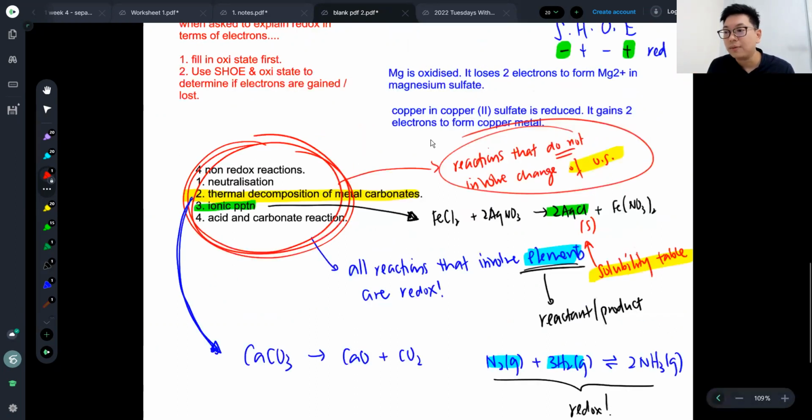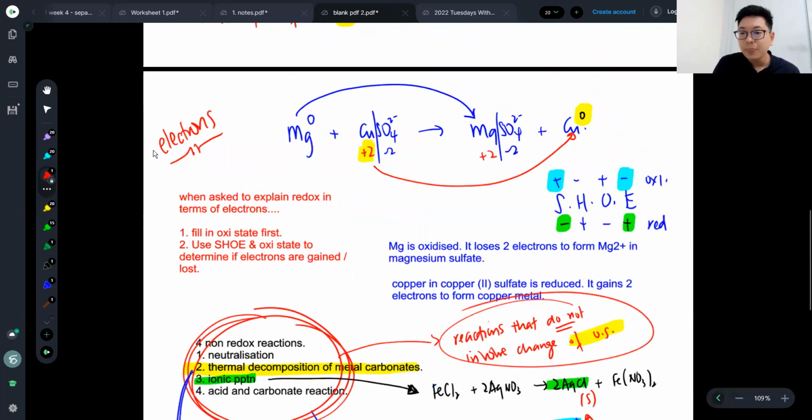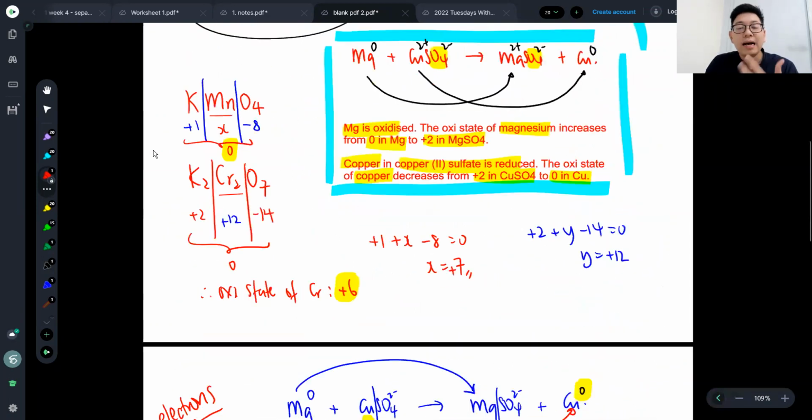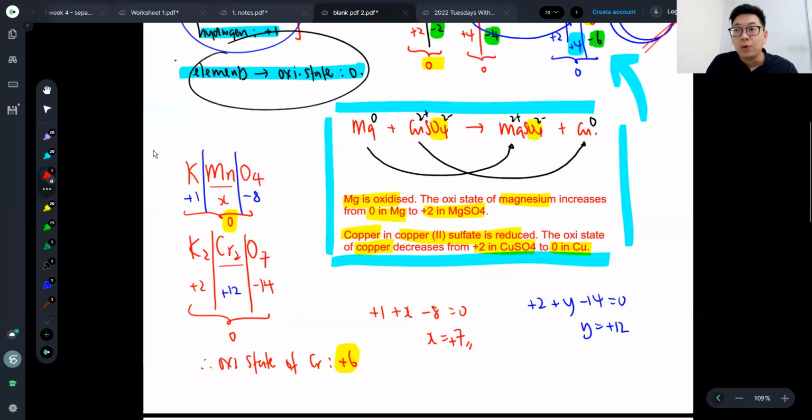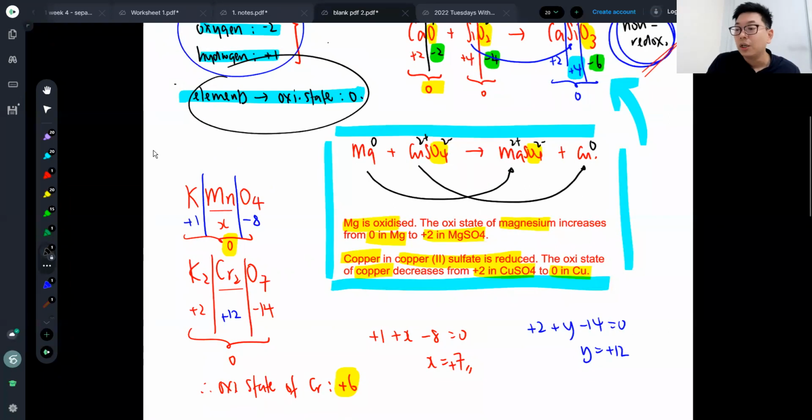So back to this example here. You're asked to explain in terms of oxidation state, which is very similar to charge. We just look at the plus minus. So I'm going to highlight in green. We look at the charge and we just talk about it. But if you ask me, teacher, why is there a change in oxidation state? Why does it increase or decrease? It's because electrons are exchanged.